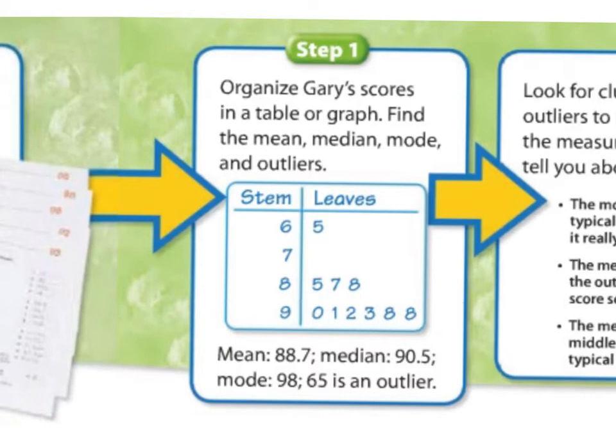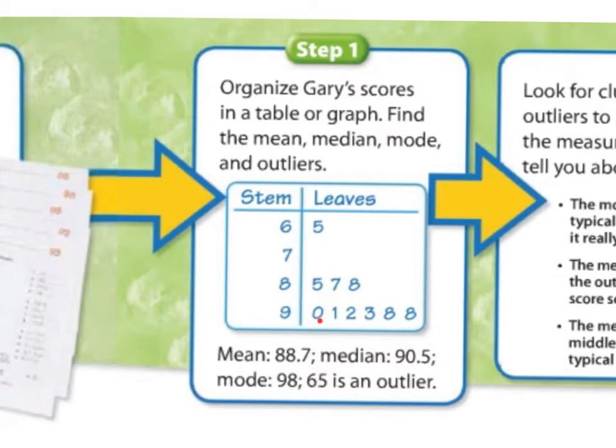I'm trying to figure out, why did he say that he usually gets a 98? I think it's because that's his mode. He has gotten a 98 more than anything else. He's gotten it twice, and the rest he has gotten once. Now, is that fair for him to say that he usually gets a 98? It makes it seem like he gets amazing scores. Does he get amazing scores every time?